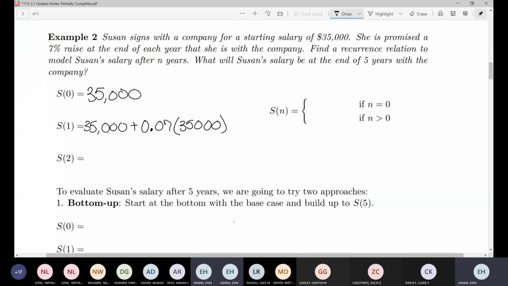Trust and believe we could punch that into a calculator. Oh, one thing I'm going to do to kind of set up the pattern that I'm going to use for our equation over here in a second. Notice that I've got 35,000 and I've got 35,000. So I could pull that out, which would leave me with 1 plus 0.7.